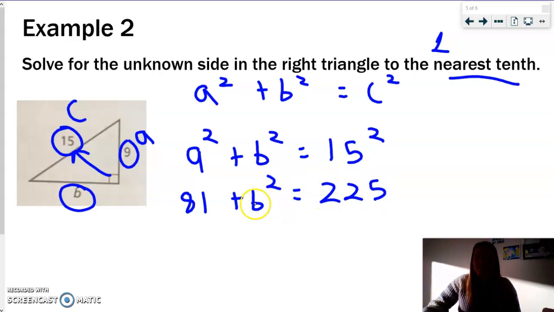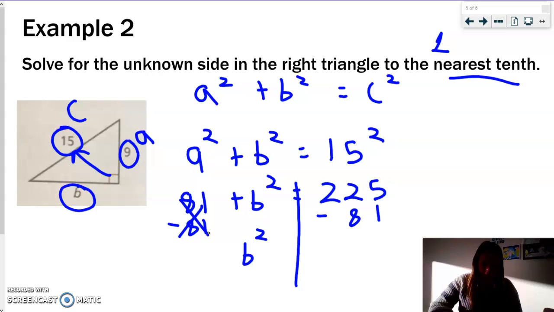Well, I still have to solve for b squared here. So I have to use my understanding of algebra components to get b squared by itself. So I'm going to move over this 81. It's a positive 81, so I'm going to subtract it. Whatever I do to one side, I have to do to the other side. So now these cancel out. I'm left with b squared on this side. And then I'm going to take 225 minus 81, which gives me 144.